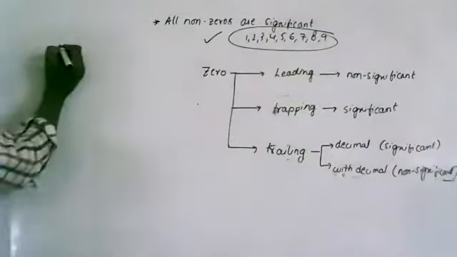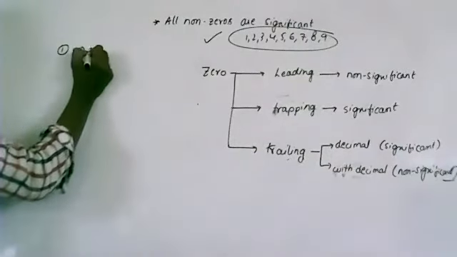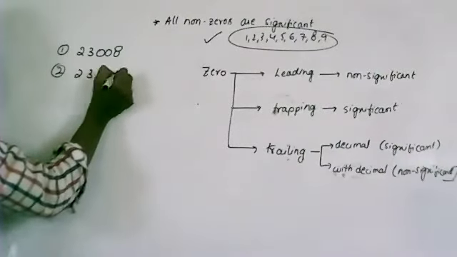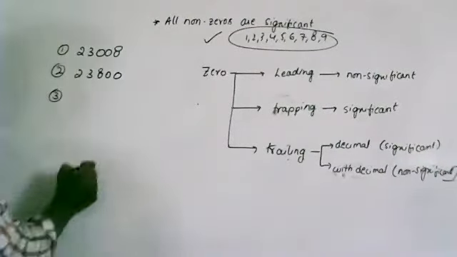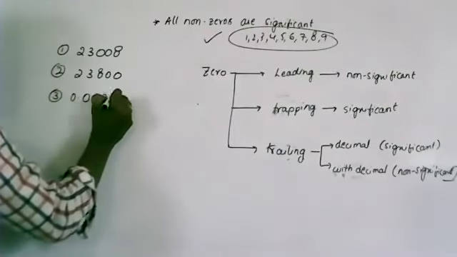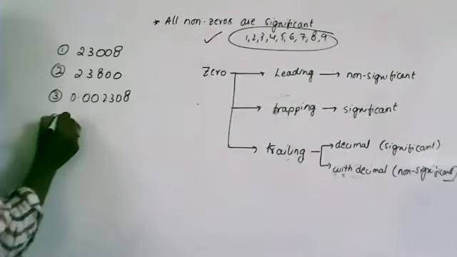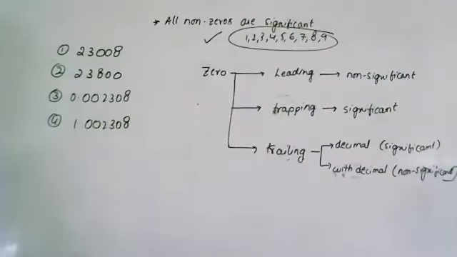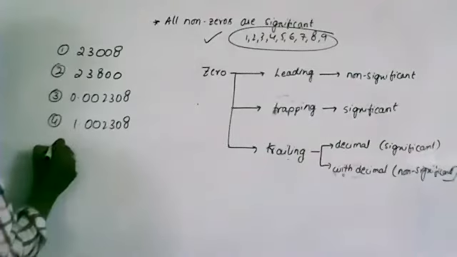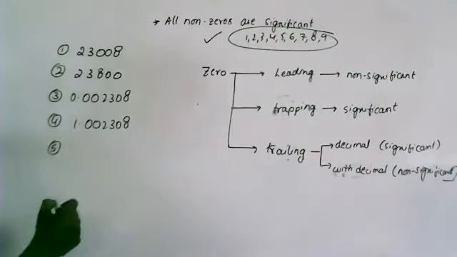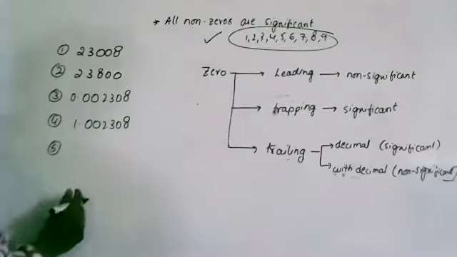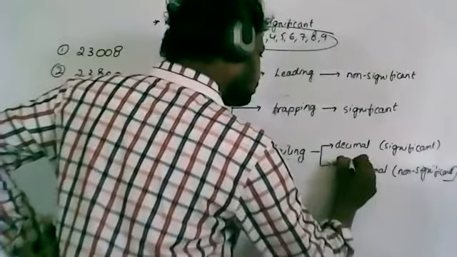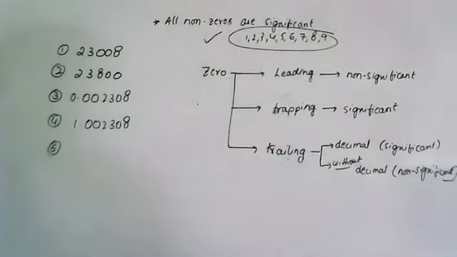For example, I will give you some values. First one, 23008. Clear? Second one, 23800. Third one, 0.002308. Clear? Fourth one, 1.002308. Okay. For the fifth one, sorry, without a decimal. I told non-decimal or without decimal.